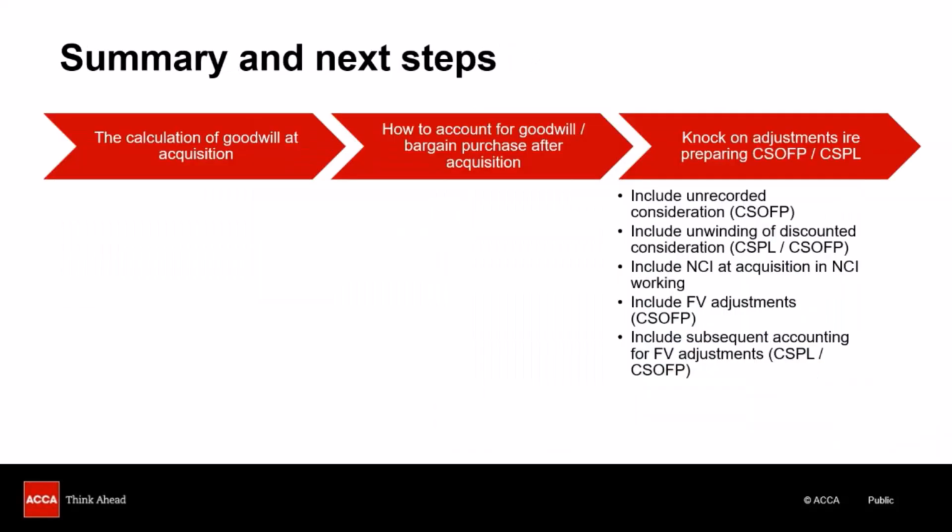So this is all with the working of goodwill. We have covered the calculation of goodwill at acquisition, how we are going to talk about bargain purchase gain and account for it, and the knock-on adjustments which are there in preparing the consolidated statement of profit or loss and consolidated statement of financial position.